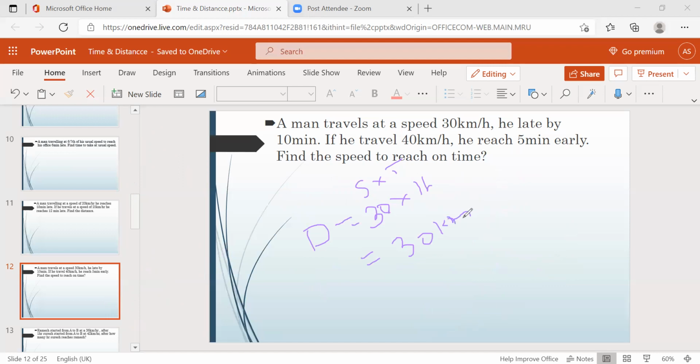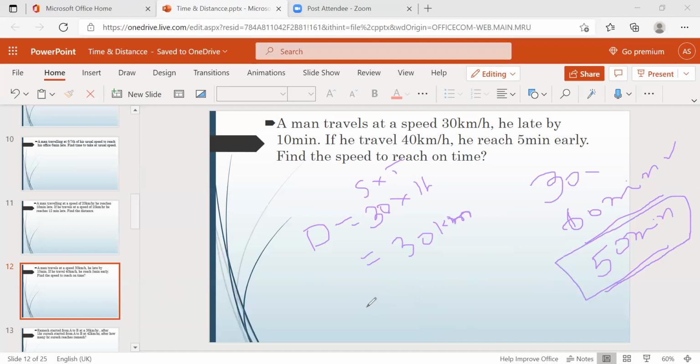So now we know the distance is 30 kilometers. But how does he actually want to reach? If he travels at 30 kilometers per hour, he reaches in 1 hour, take 60 minutes. But actually he is late by 10 minutes. That means he needs to reach in 50 minutes only. He is late by 10 minutes, that's the reason he is reaching in 60. But now the actual time is 50.